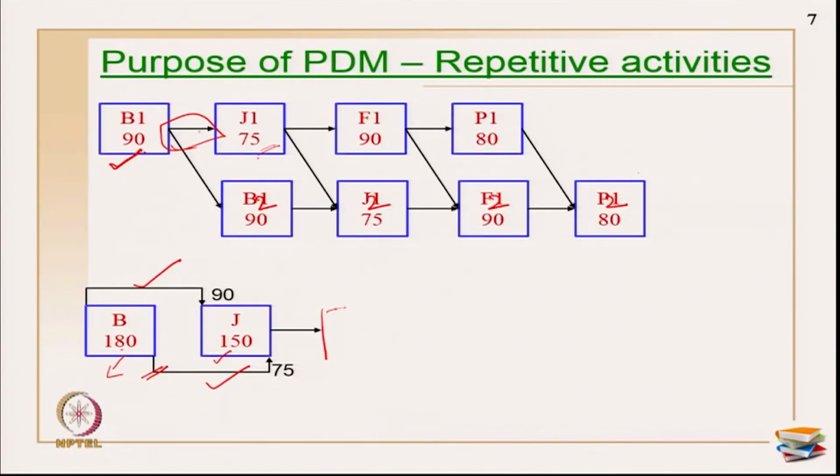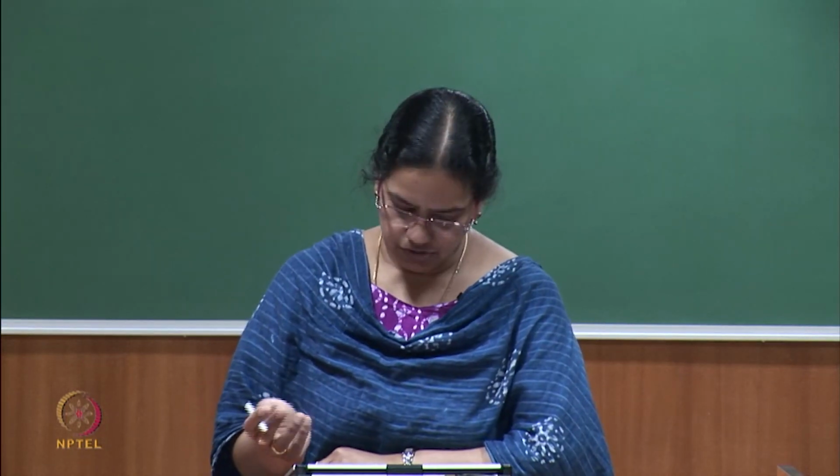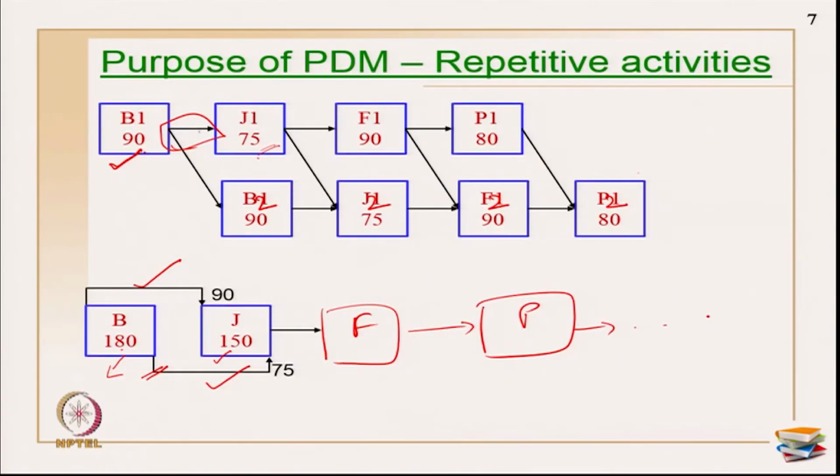And this way you may have to extend for flooring, you may have to extend for painting and so on. Okay, and whatever may be the other activities you may have to extend. Okay. So this is the second main purpose of working on a PDM network. First, primarily to show overlaps, and the next we can also show repetition activities in a very nice way with the help of the other types of relationships which we have in PDM.